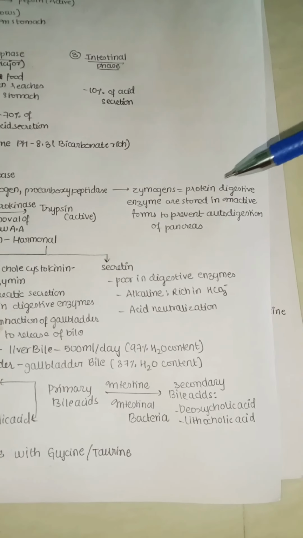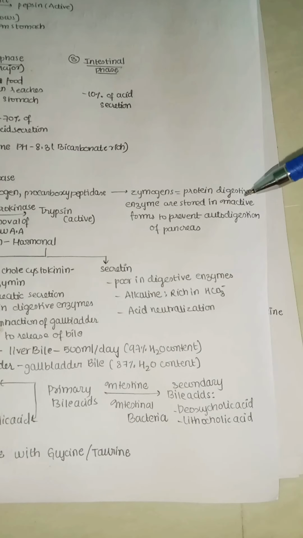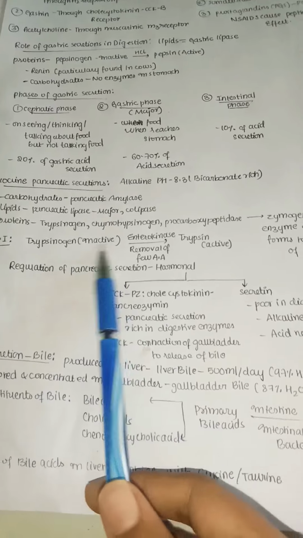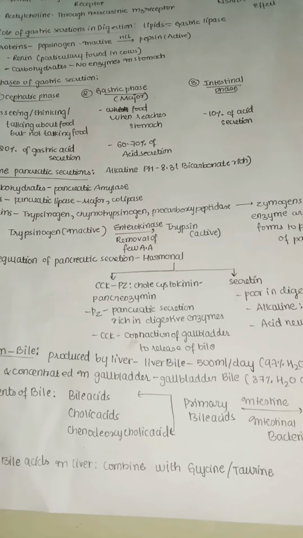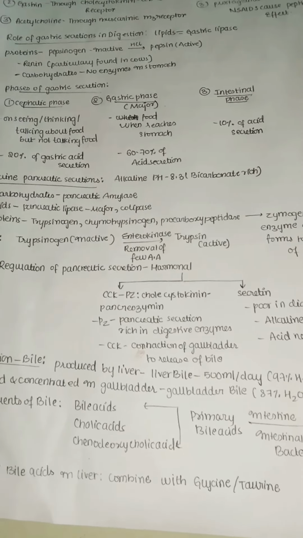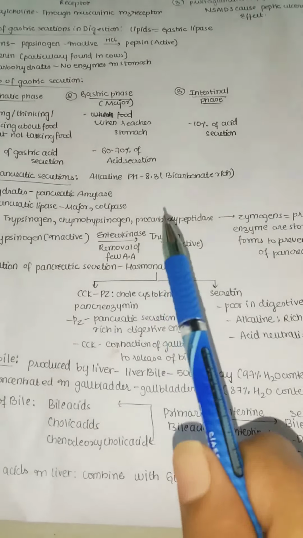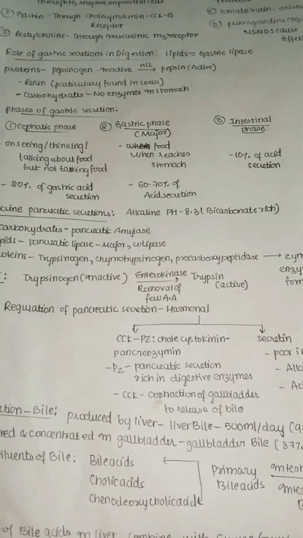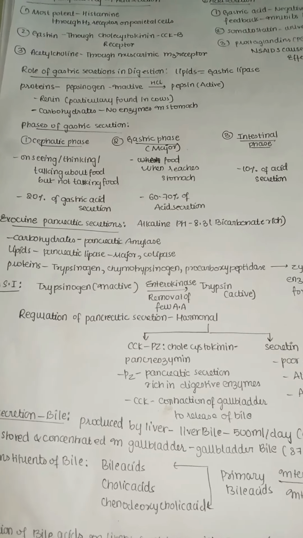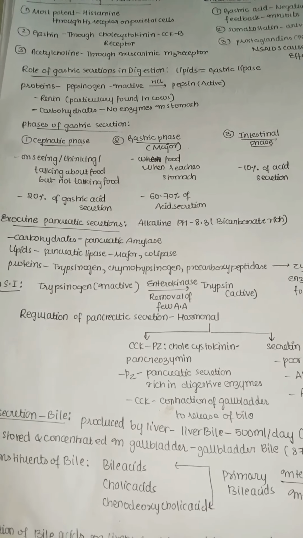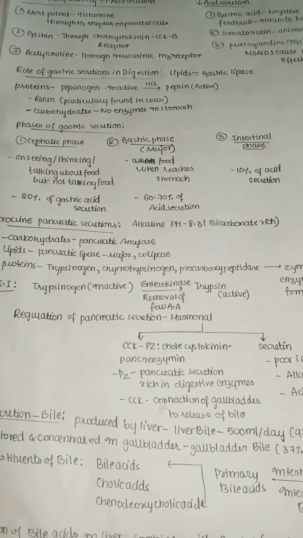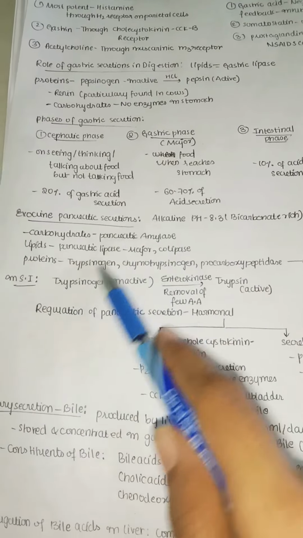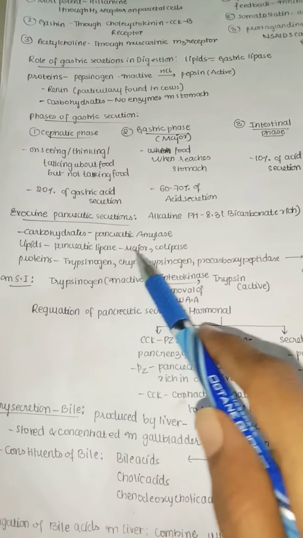Zymogens, meaning protein digestive enzymes, are stored in inactive form to prevent autodigestion of the pancreas. We may wonder why they are inactive, because if they were active they might even digest away the pancreas. So to prevent that digestion, we keep them in inactive form and later they are converted into the active form. So you may have a clear idea by now that in the mouth, by saliva, there is no protein digestion, in the stomach there is no carbohydrate digestion, but by pancreatic secretion all are digested. Carbohydrates, lipids, and proteins are all digested.